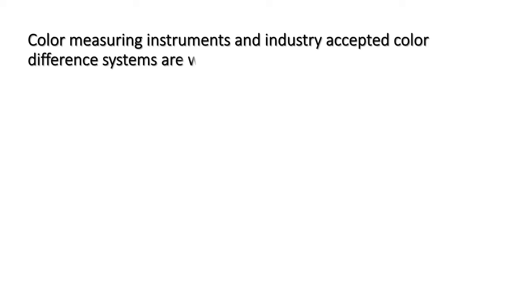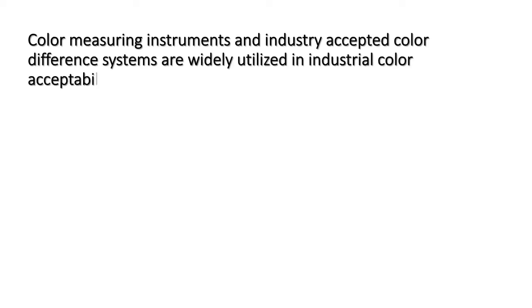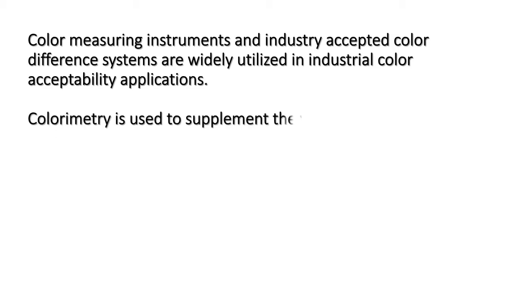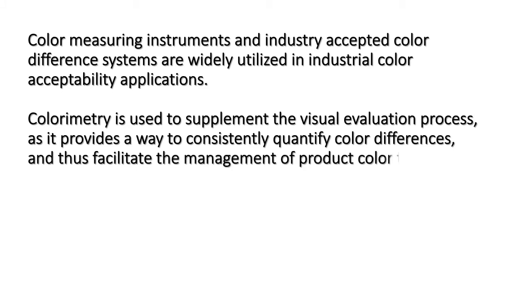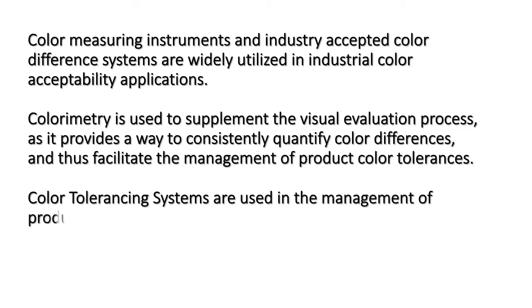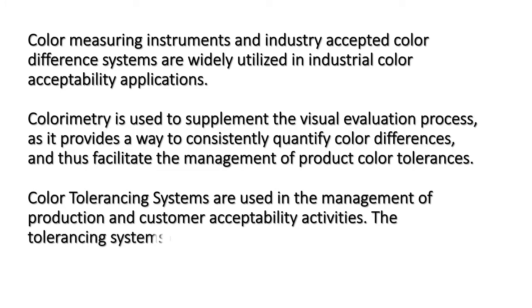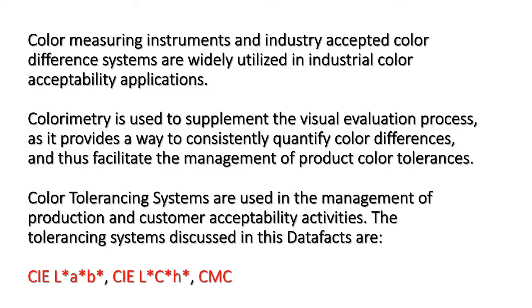Color measuring instruments and industry-accepted color difference systems are widely utilized in industrial color acceptability applications. Colorimetry is used to supplement the visual evaluation process, as it provides a way to consistently quantify color differences, and thus facilitates the management of product color tolerances. Color tolerancing systems are used in the management of production and customer acceptability activities. The tolerancing systems discussed in this data facts are CIELAB, CIELCH and CMC.